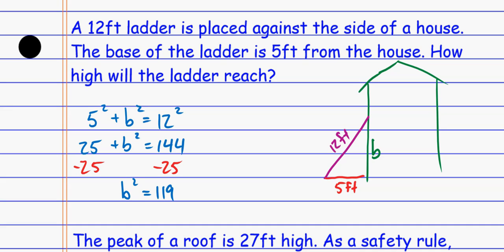And now to get rid of a square, I square root. Okay, so I take the square root in order to find the value here. And this is a job for my calculator. I punch it into my calculator. It looks like I get a 10.9 when I punch that in. Okay, so again, that's 10.9 feet. And that's just telling me how high up I'm going to be able to reach when I lean this 12-foot ladder up against the wall. Okay?